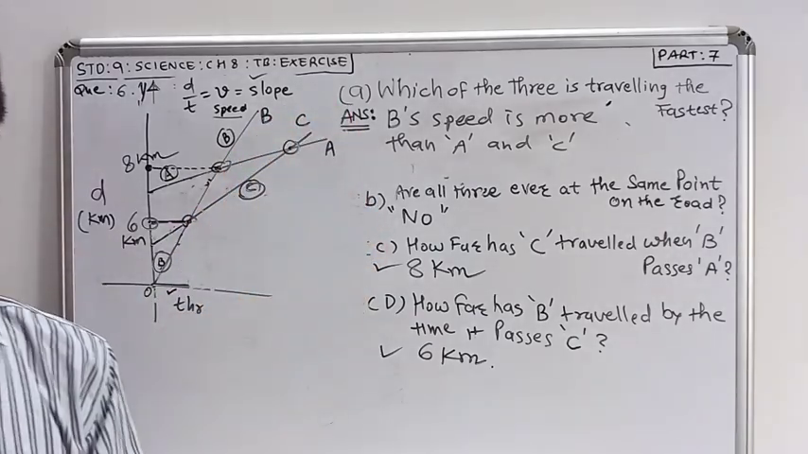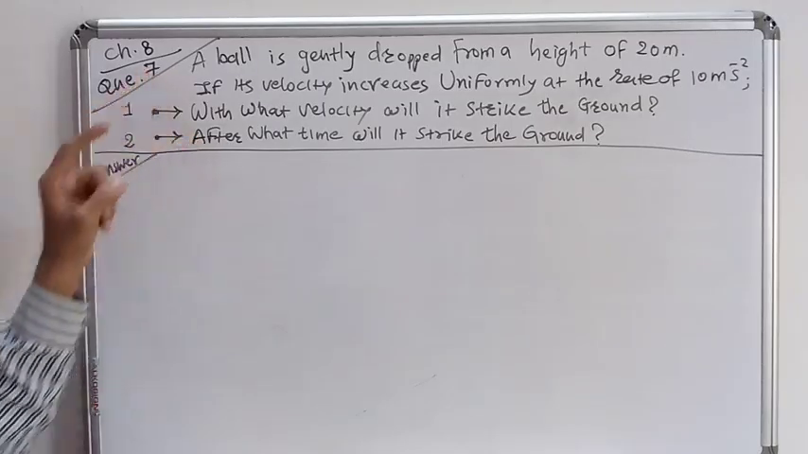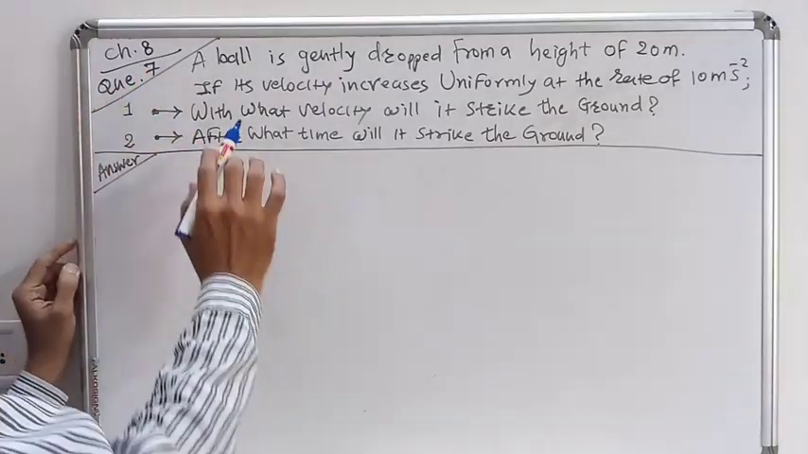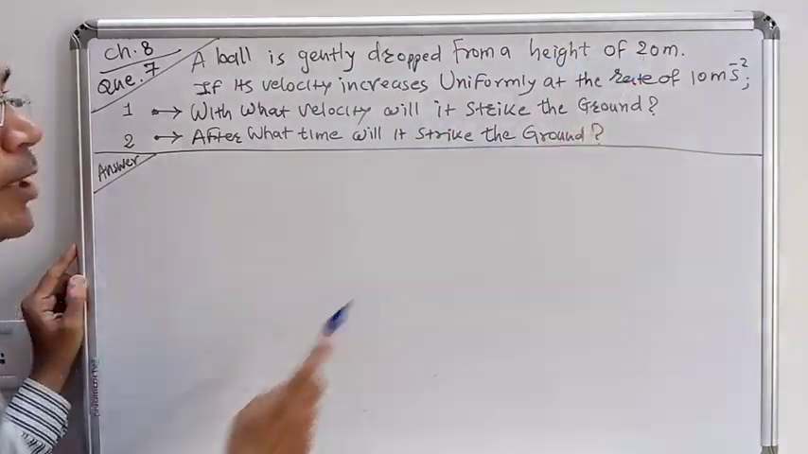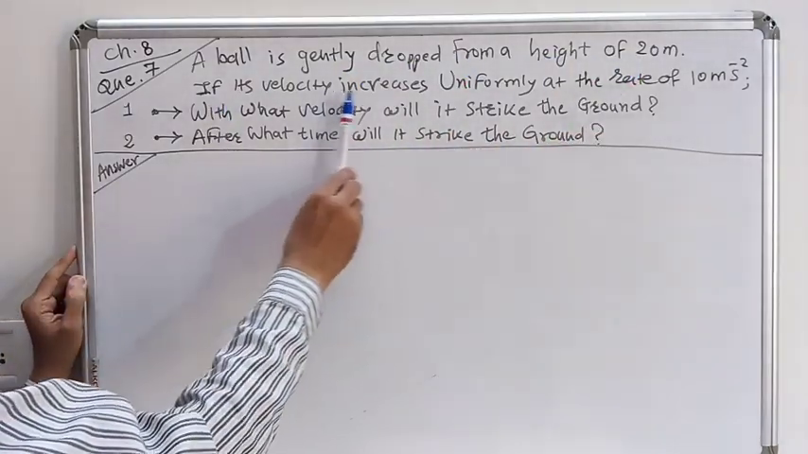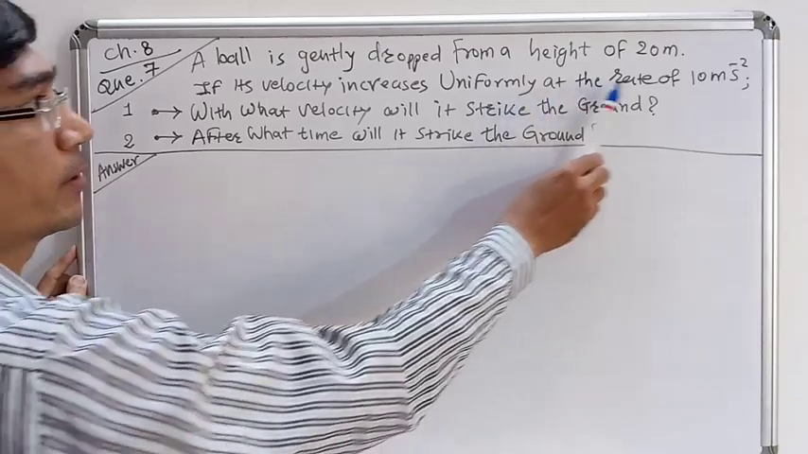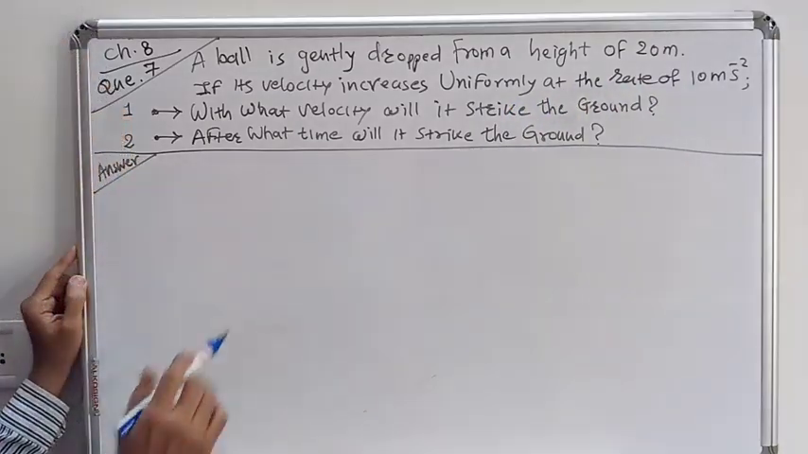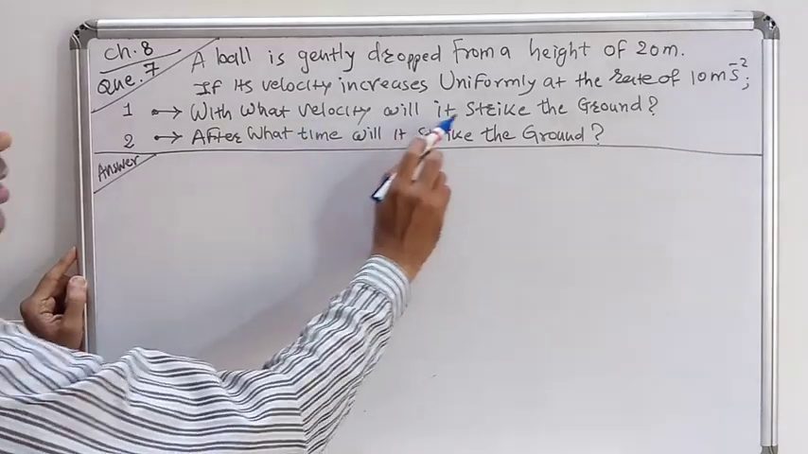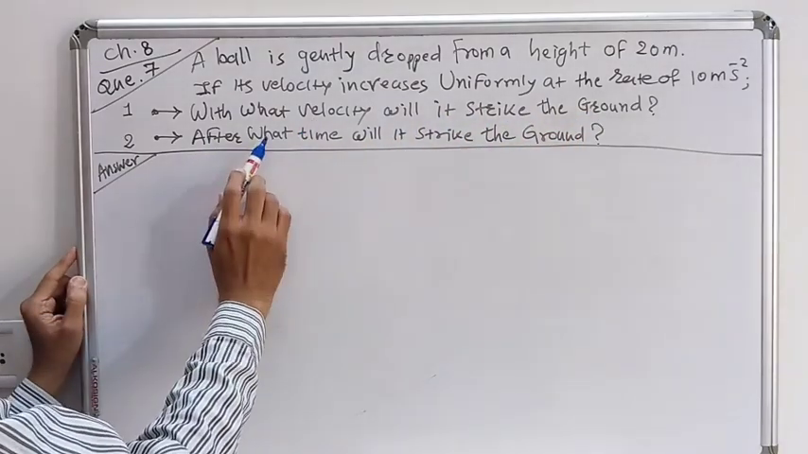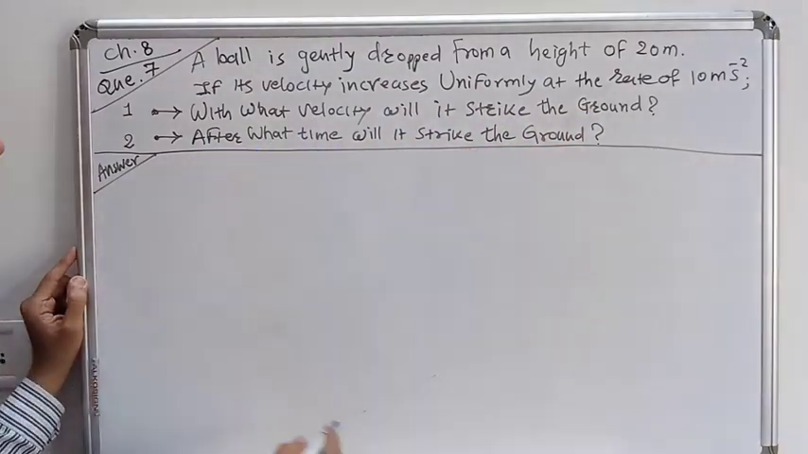So in this way we can check the graph, and from the graph we can give the answer to the given question. Another question, question 7, chapter 8, standard 9. A ball is gently dropped from a height of 20 meter. If its velocity increases uniformly at the rate of 10 meter per second square, first, with what velocity will it strike the ground? After what time will it strike the ground?